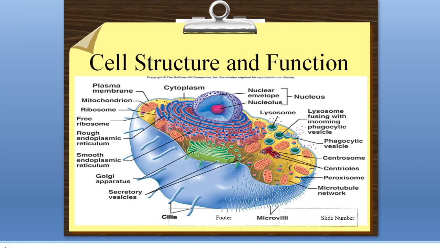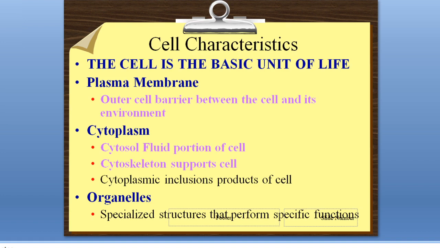So this chapter is all about cell structure. We're going to have a short crash course in basic cellular biology. As we go through this, remember, the cell is our basic unit of life. It is made up of the plasma membrane, which is that barrier that is between the cell and its environment. So let's get this going.